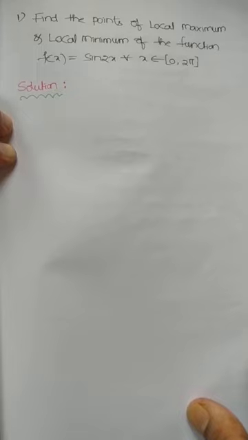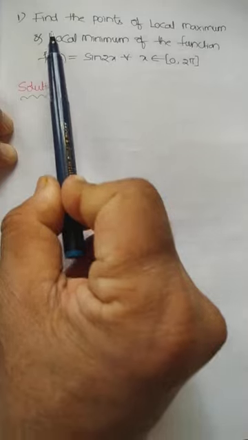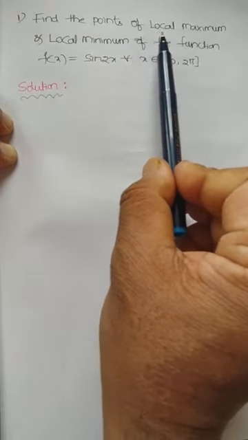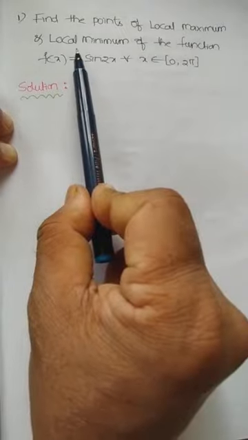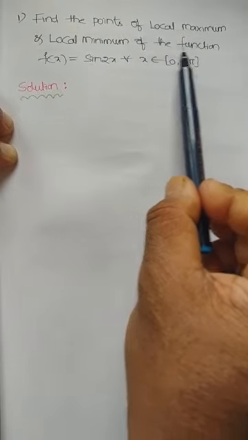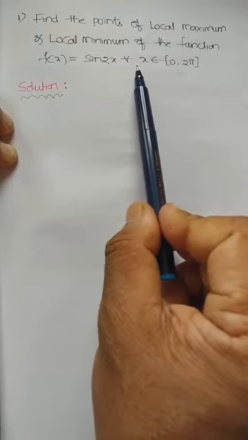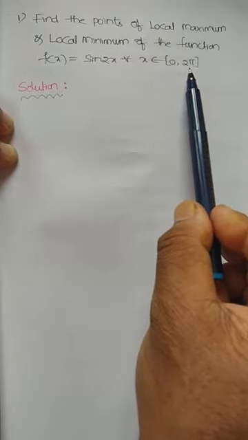In this class, we are going to solve some more maxima and minima problems. Okay, on that, let us check out the first problem. Find the points of local maximum and local minimum of the function f of x is equal to sin 2x for all x belonging to 0 to pi, as given.